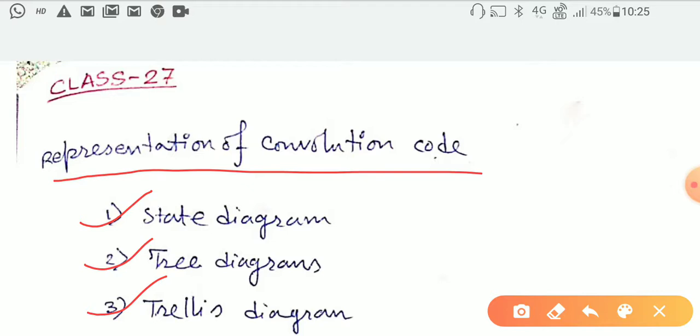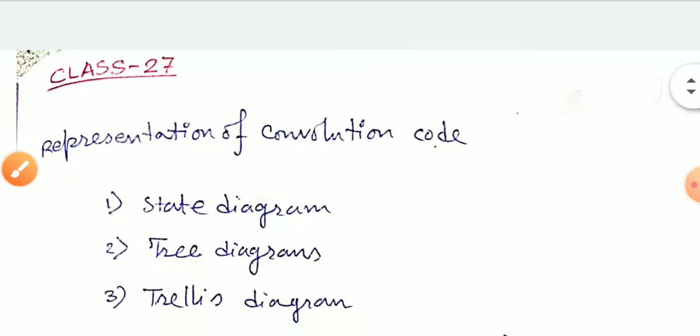Why is it required? Because if you know the state diagram, from the state diagram you can easily identify what the encoded data will be. This does not require the ultimate step-by-step process to get the encoded convolution code. From the diagram you can easily identify what the encoded data will be. So first of all, we talk about the state diagram.